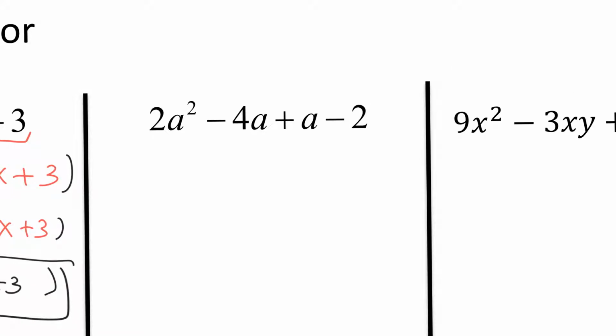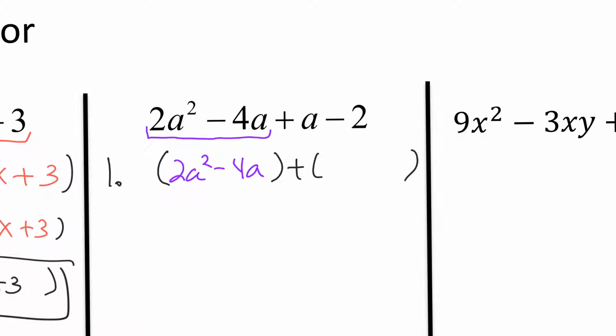Now the next one, same thing. You guys will do step number 1 here, and I'm going to make my two groups with a plus in the middle. I'm going to take the first two terms right here, and I'm going to put them inside of the first parentheses. And I'm going to take the second two terms right here, and I'm going to put them in the second group or the second parenthesis.